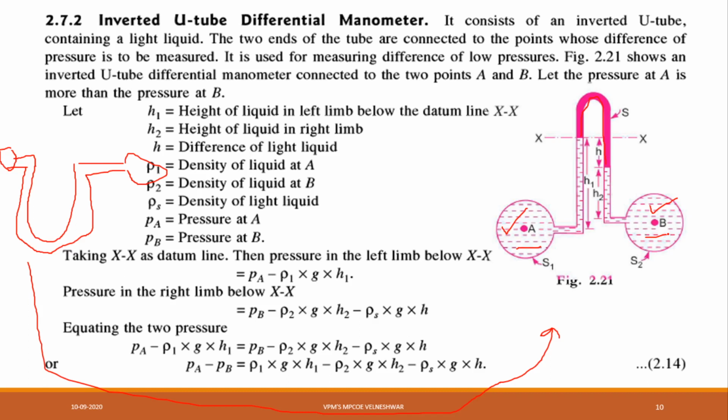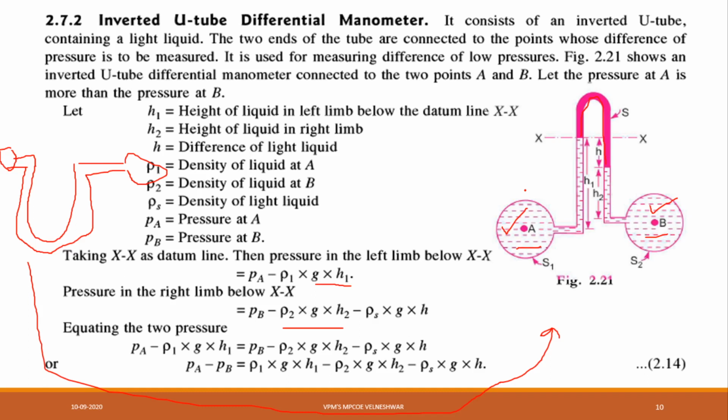PA is the pressure at A, PB is the pressure at B. Now, taking XX as the datum line, the pressure in the left limb below XX, as before, we would take PA plus rho 1 g H1. Now simply we take PA as positive and the remaining all as negative, that is PA minus rho 1 g H1. Now the pressure in the right limb is PB minus rho 2 g H2 minus rho s g h.